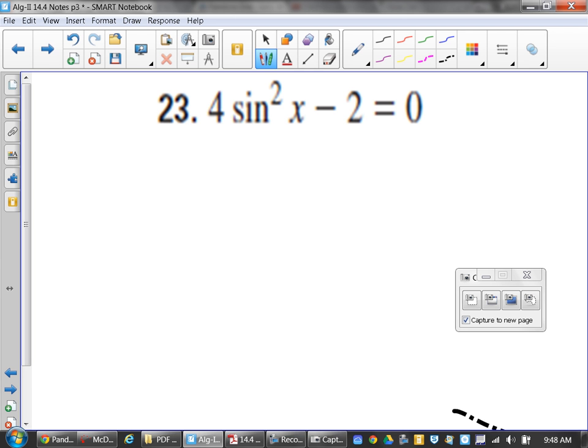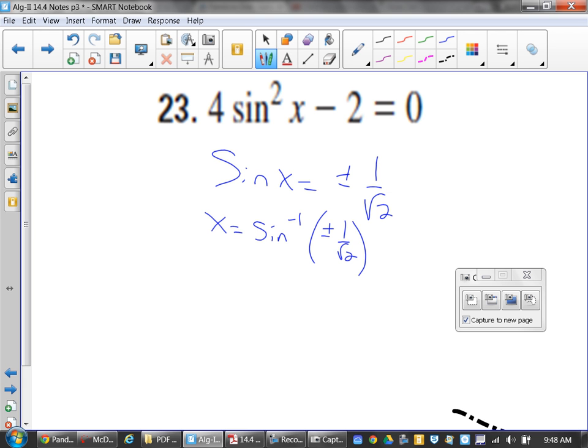Anyway, add 2 divided by 4, take the square root. 1 over, plus or minus 1 over. We okay if I leave it like that? Do I need to rationalize? No. I don't, because it's just easier to work with. So what angle is going to give me a sine value of plus or minus 1 over root 2? Pi over 4.